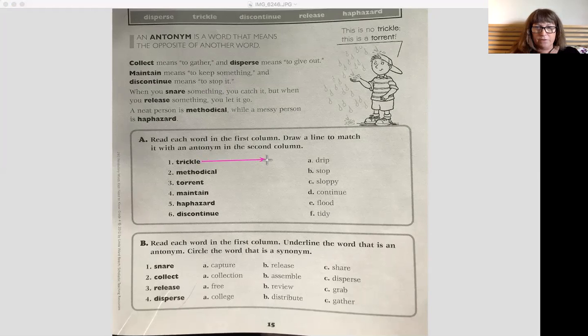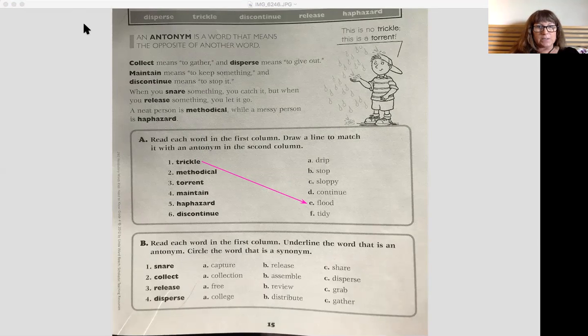Trickle is a drip. Read each word from the first column and draw a line to match with its antonym. Okay, so we're looking for an opposite. A trickle means just a little bit. Doesn't mean to drip or to stop. Doesn't mean sloppy or continue. Flood. A trickle is a flood. Okay, let me see if I can move this bar here. All right, so you can look back up here to see if you can find the answers.